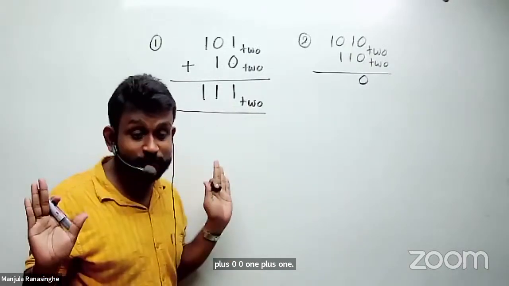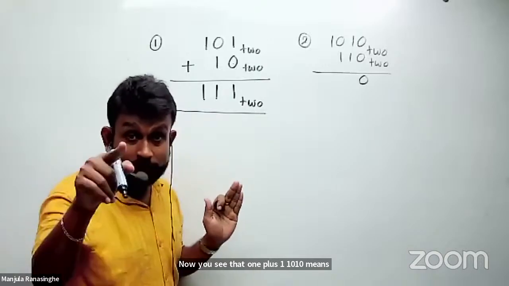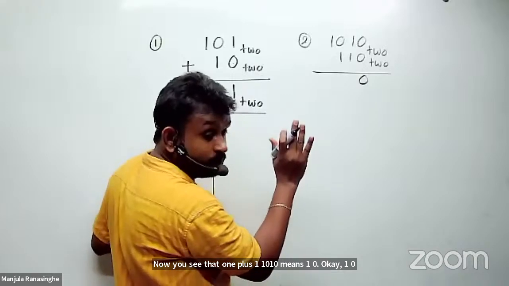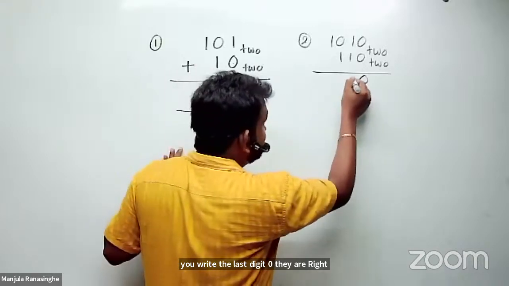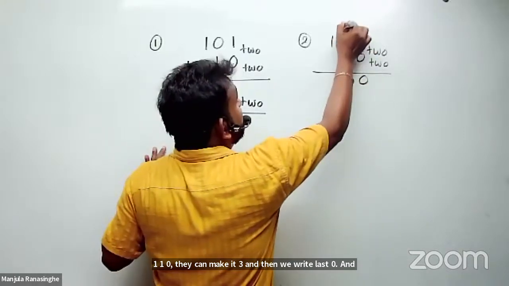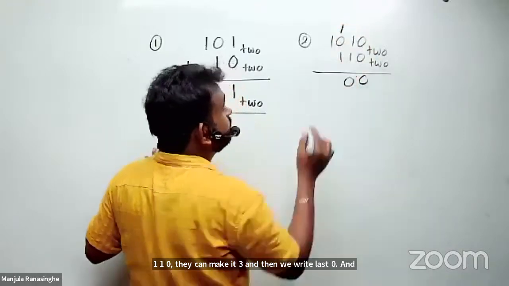10 means 1, 0. You write the last digit 0 there. Right. 1, 1, 0. We write the last 0, and we bring that one to the left side. See, they are clearly there, right on the top one.